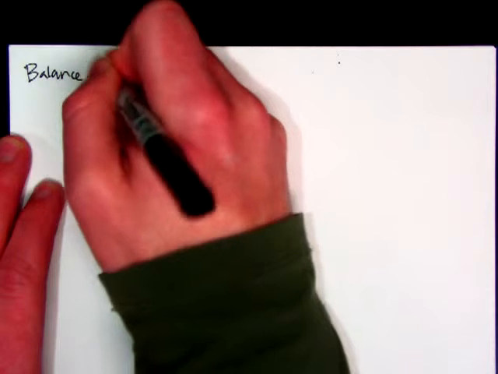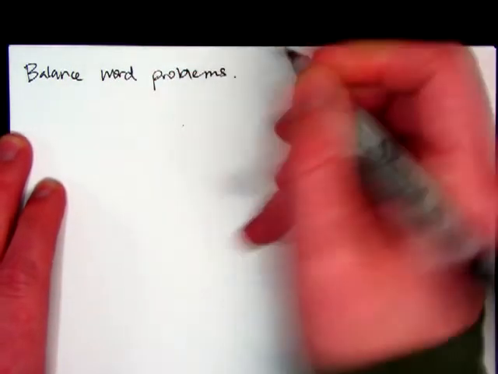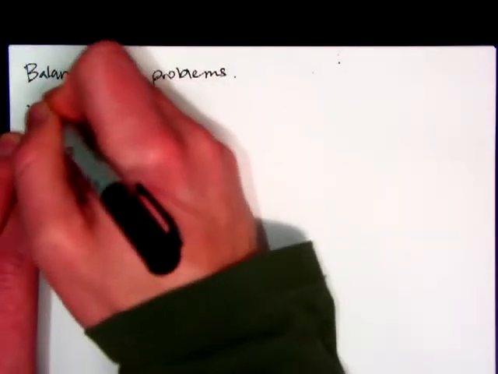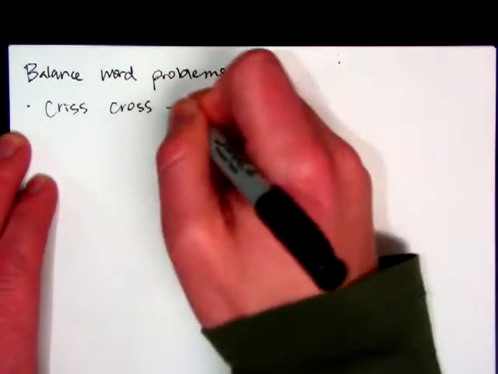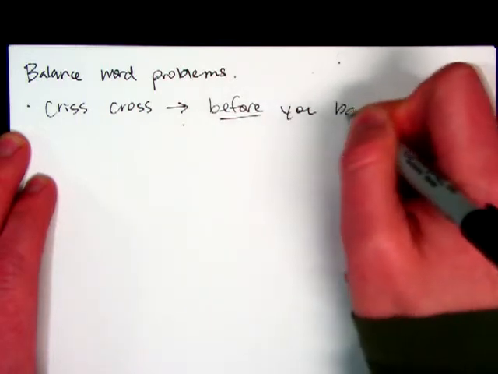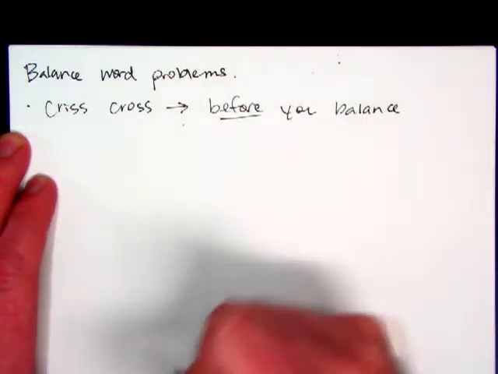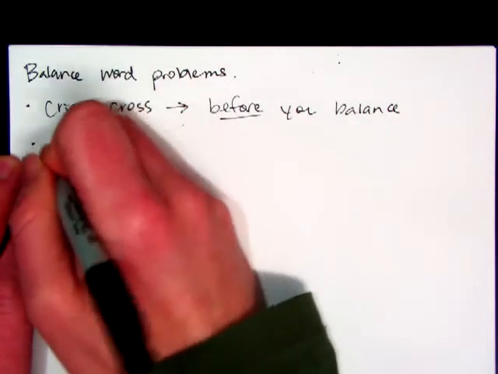Okay, if you want to balance word problems, you first should know that in most cases, you'll be crisscrossing. And you have to do that before you balance. You also will see and use or hear about these state symbols.